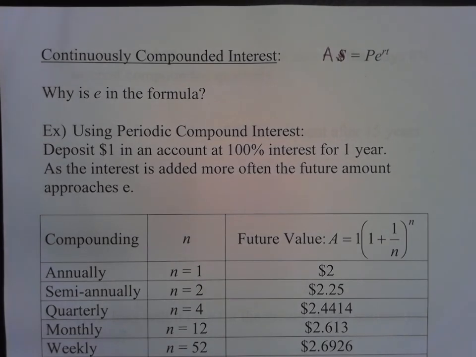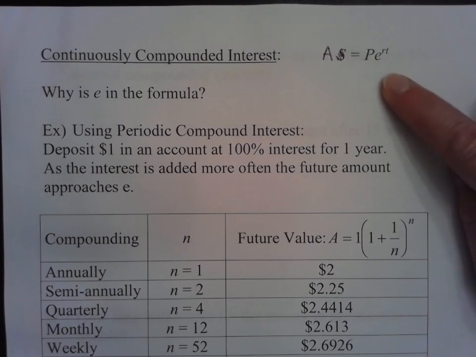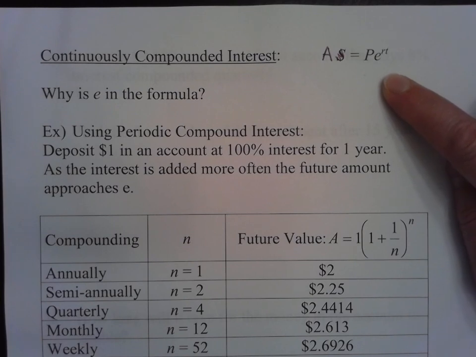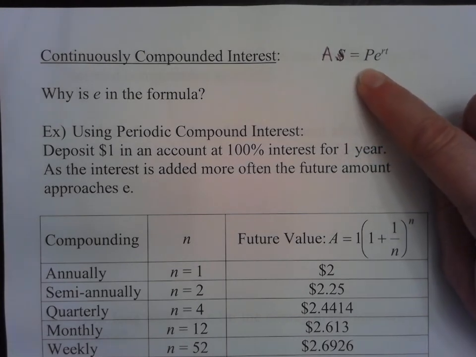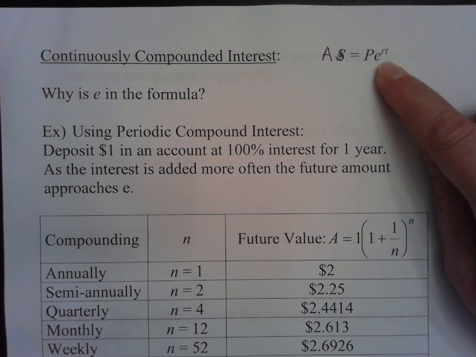I usually think of this one as PERT, like the shampoo, Pert. Okay, so the e here is Euler's number, the 2.71828, etc. number. So it's not a variable. I didn't type this out on this page, but everything else has the same meaning. So A is still the future value or the accumulated amount. P is still the principal. Little r is still the annual interest rate as a decimal. And T is still the time in years.